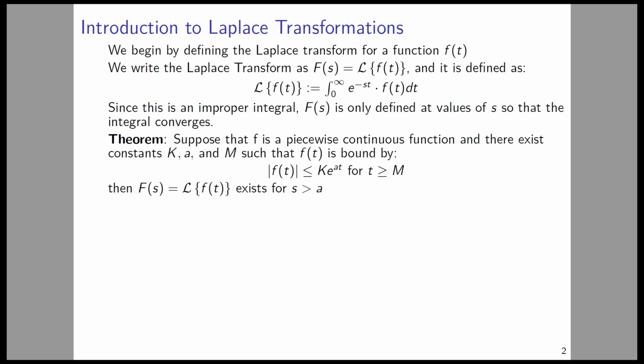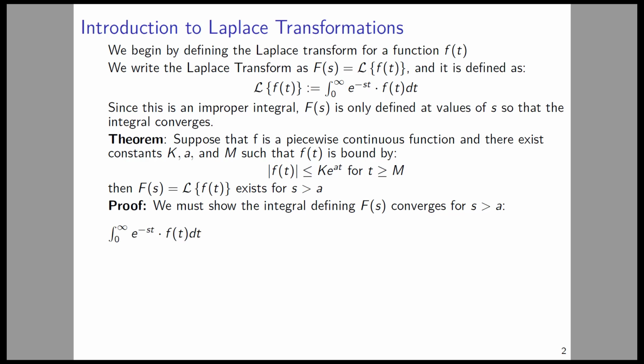Suppose that f is a piecewise continuous function, and there exist constants k, a, and m such that the absolute value of f of t is less than some exponential function k times e to the at once t reaches a certain value, t greater than or equal to m. Under this condition, the Laplace transform F of s exists for s greater than a. To prove this, we must show that the integral defining F of s converges for s greater than a.